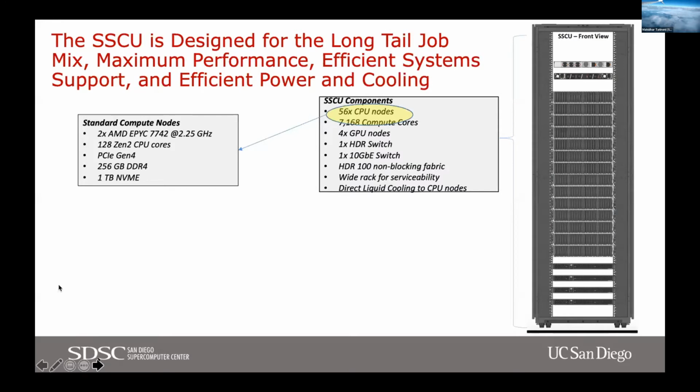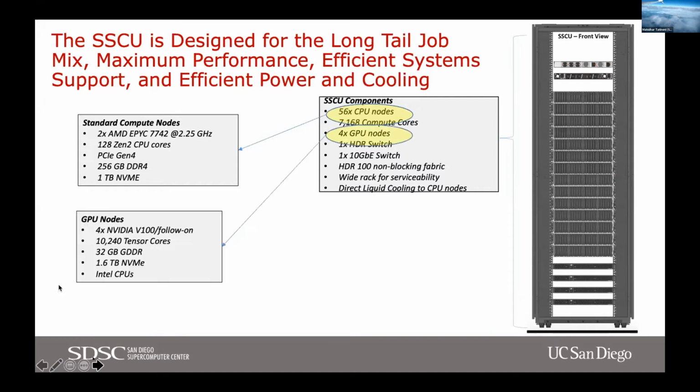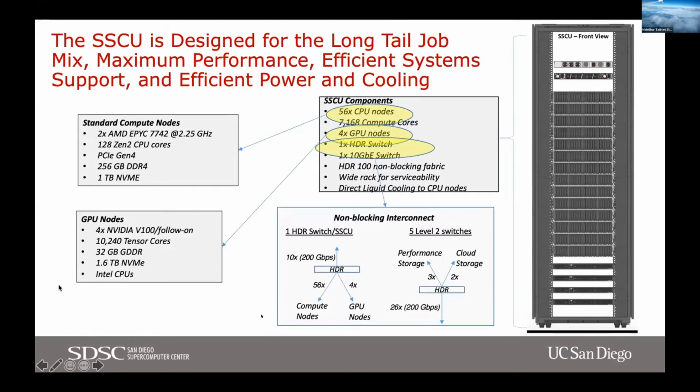The nodes have 256 gigs of RAM each. And they're EPYC 7742 processors, so 2.25 gigahertz, and Zen 2 cores. And the GPU nodes have 4 V100 GPUs with 32 gigs of memory, 1.6 terabytes of NVMe, and also they have NVLink. And I have some benchmarks kind of showing what happens with that. I think I talked about this already from a switching perspective as well.